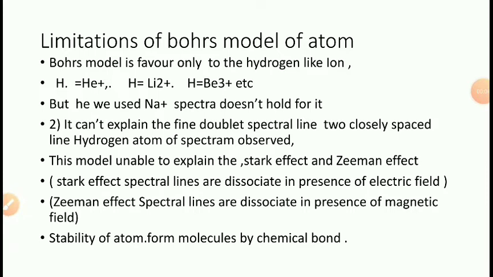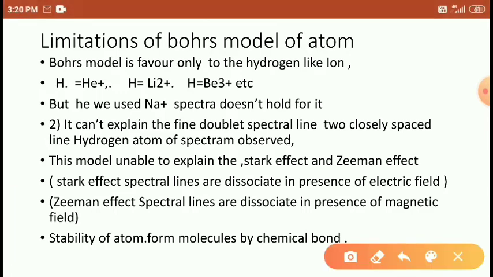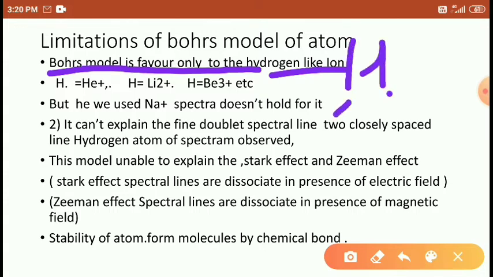Next are some limitations. Bohr's model has some limitations, some drawbacks. It holds only for certain cases. What are the drawbacks? Let's see here. Bohr's model is only applicable for hydrogen and hydrogen-like ions. For example, hydrogen has atomic number 1, which means one proton and one electron is present here.